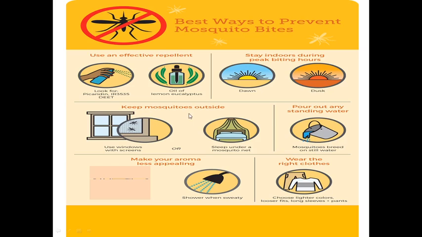To keep mosquitoes outside, close your windows at that time. Sleep under a mosquito net. Then pour out any standing water around you. If collected water is there, throw out that water. Then shower when you are sweaty. Sweaty means the sweat that is coming out from your body.